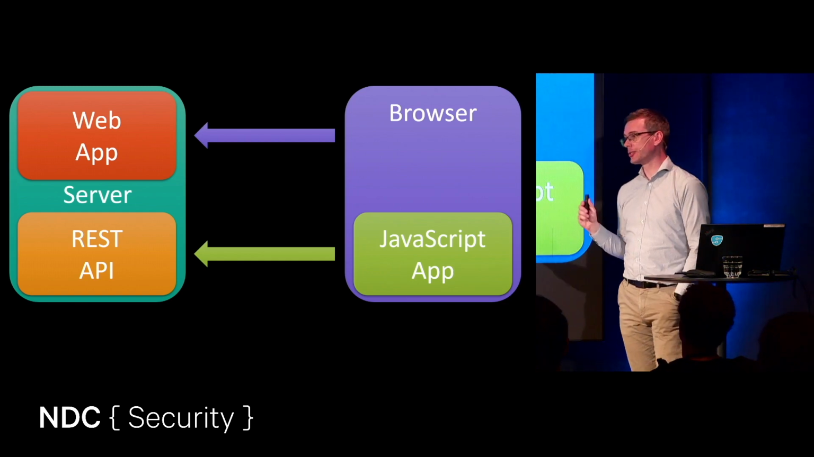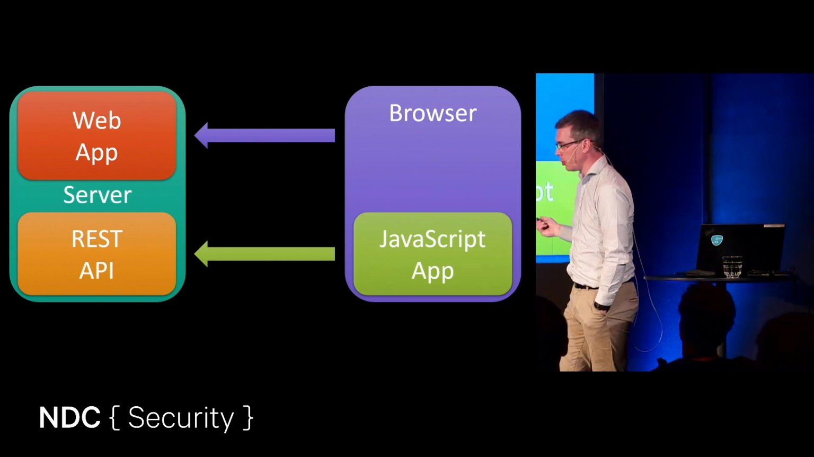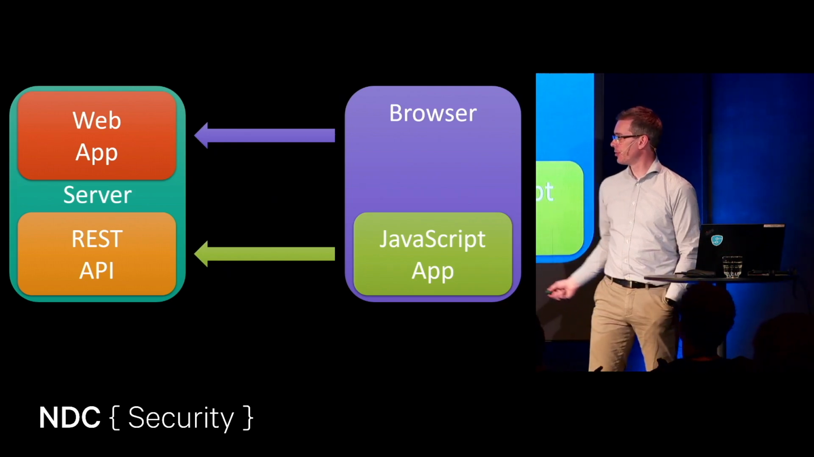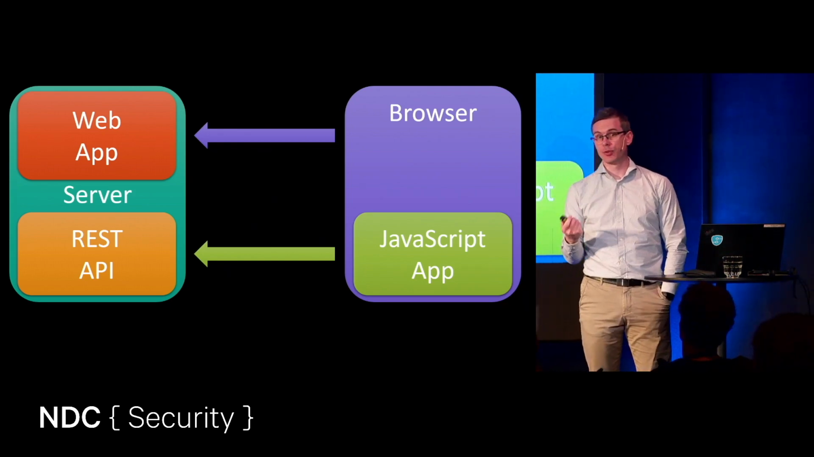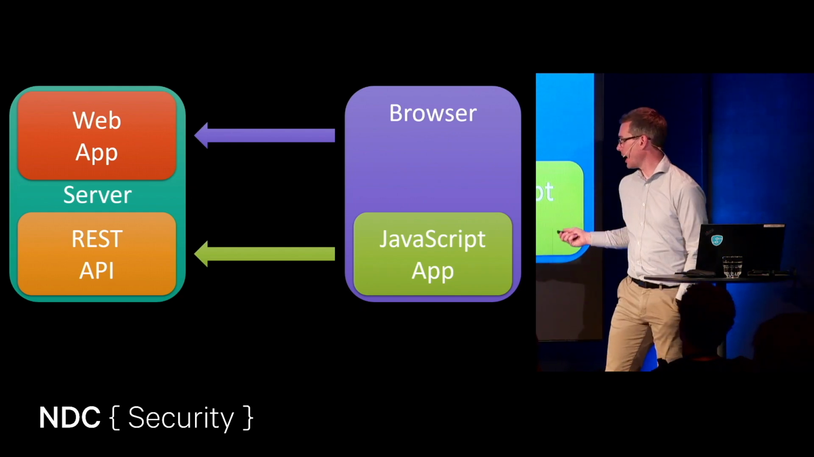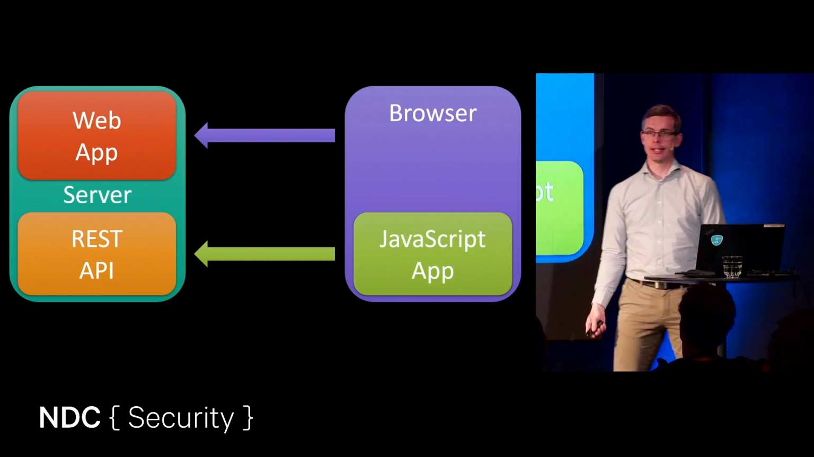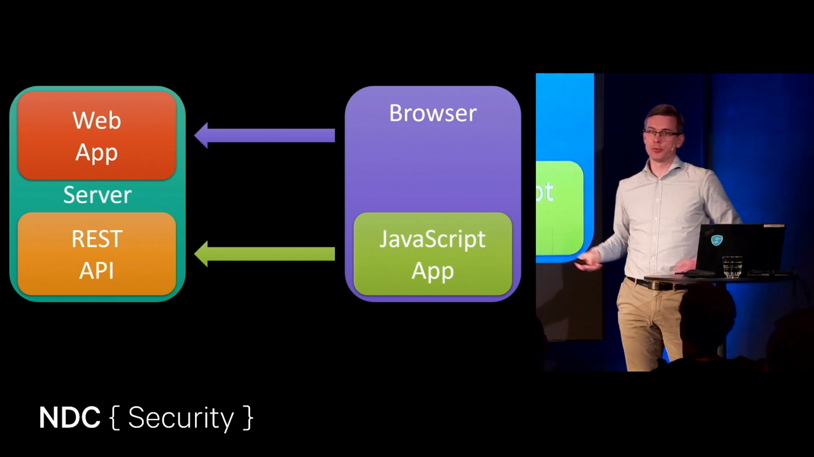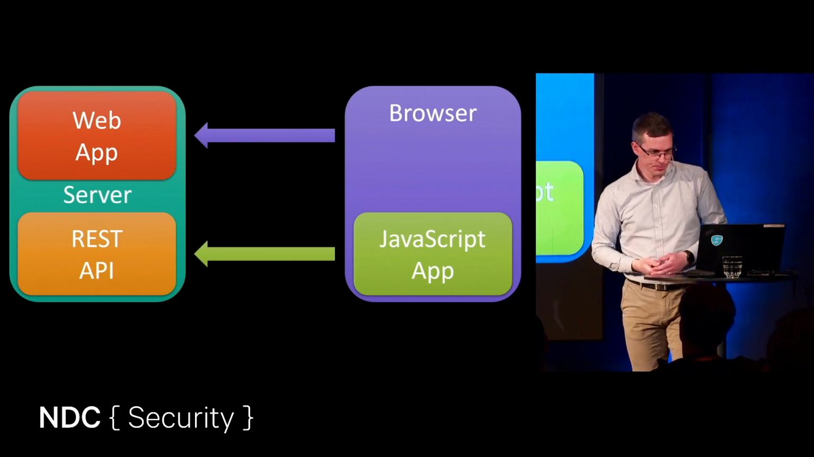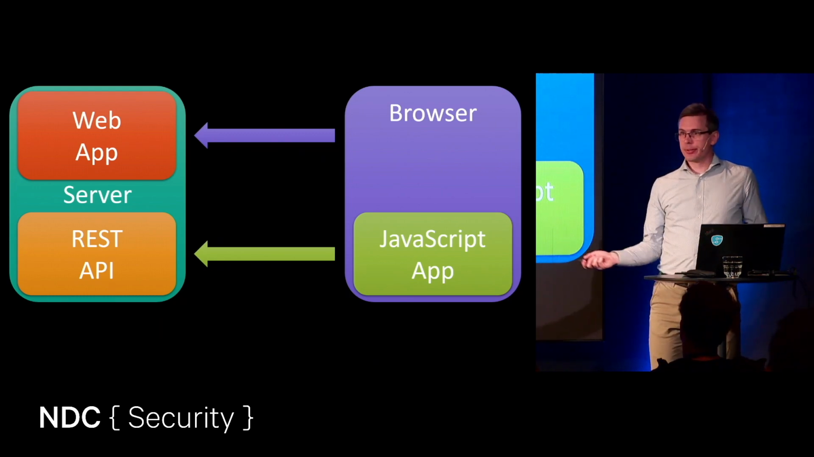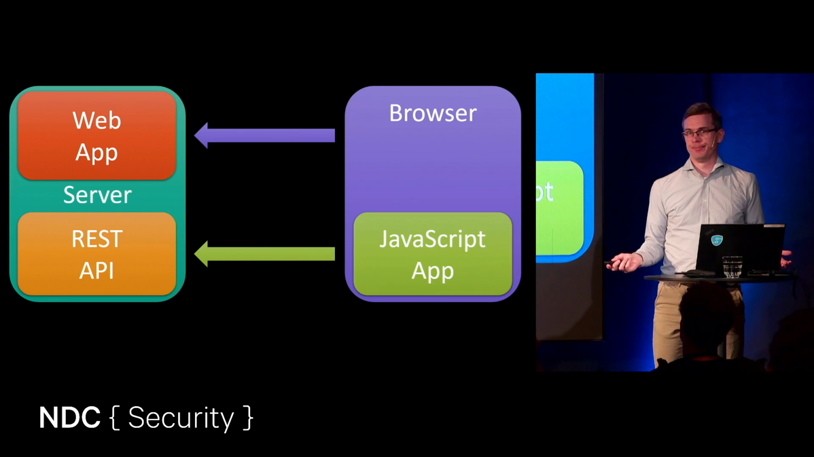And in case your JavaScript app needs to call multiple APIs, it should do that through what is called a backend for frontend. So the JavaScript app should just call API endpoints on its own domain, and then that backend can relay to other services. So that's authentication. Any questions on the authentication block?